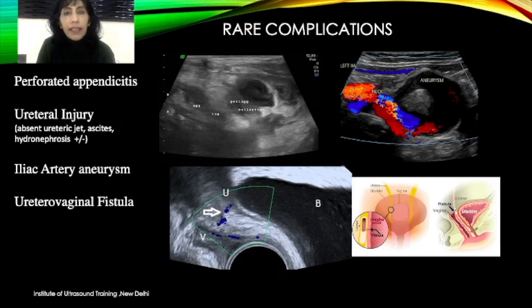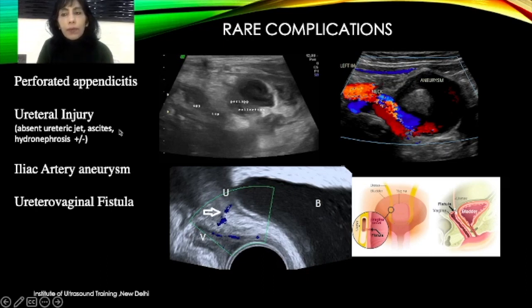Then some further rarer complications are due to trauma to nearby organs. If somebody is totally inexperienced, or has not been trained at all in the technique, then only it is possible. Otherwise, a trained person would usually not make such mistakes. The first thing is, yes, you may perforate the appendix and it may lead to perforated appendicitis. Then the ureter is injured. Always the gynecologists are worried about the ureter. So yes, here also ureteric injury can occur.